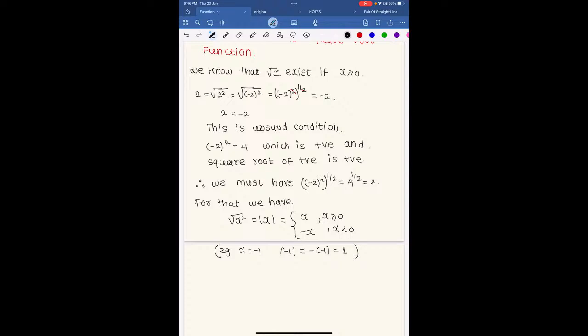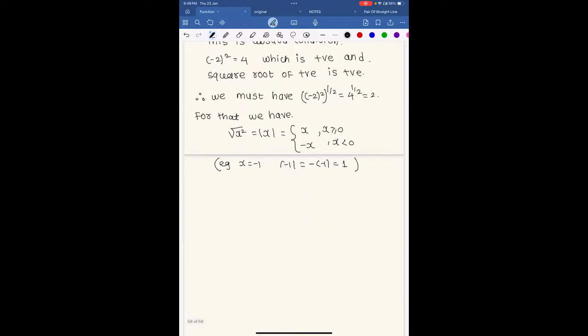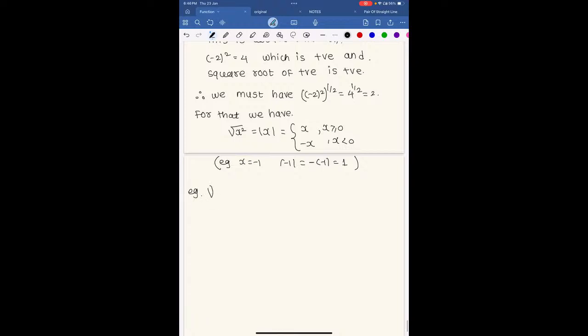That's why we can write root of x square as mod of x, which is nothing but x when x is positive, minus x when x is negative, and 0 when x is equal to 0. So for example, what is the square root of (1 minus root 2) square? We can't write it as 1 minus root 2 because 1 minus root 2 is a negative quantity. We know a square root is not negative. So we can't directly write 1 minus root 2 as the answer here.